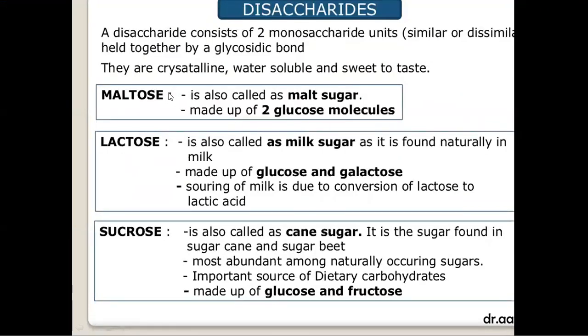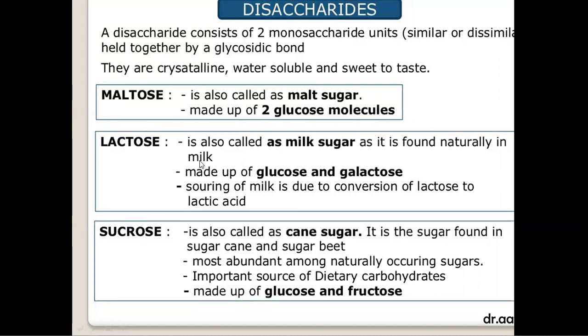Disaccharides have two monosaccharide units held together by a glycosidic bond, and they are crystalline in nature, water soluble, and sweet in taste. These are the examples of disaccharides: maltose sugar, lactose sugar, and sucrose sugar. Maltose is also called malt sugar. In malt sugar, two glucose molecules are held together. Why? Because it is a disaccharide.